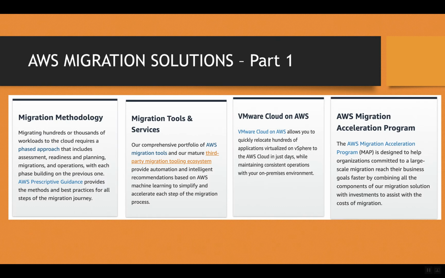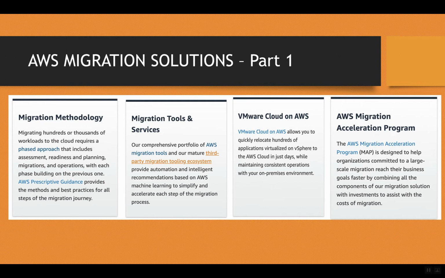So what are the solutions? You have to read about the migration methodologies, tools and services, VMware Cloud on AWS, and the Migration Acceleration Program. Migration methodology: migrating hundreds or thousands of workloads to the cloud requires a phased approach that includes assessment, readiness and planning, migration, and operation, with each phase building on the previous one. AWS-specific guidance provides the methods and best practices.